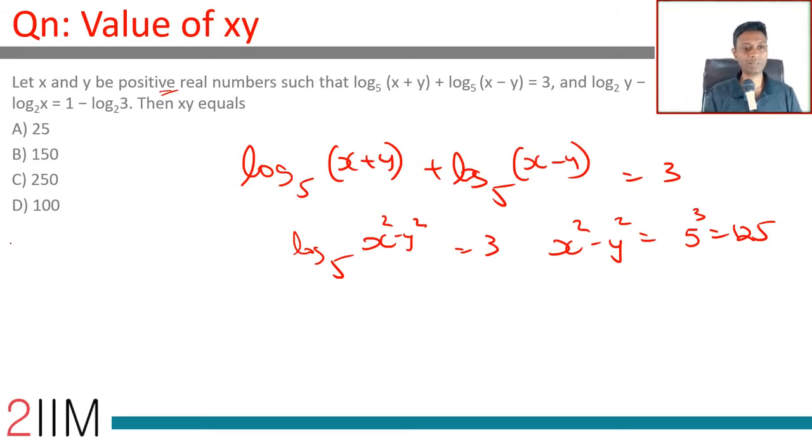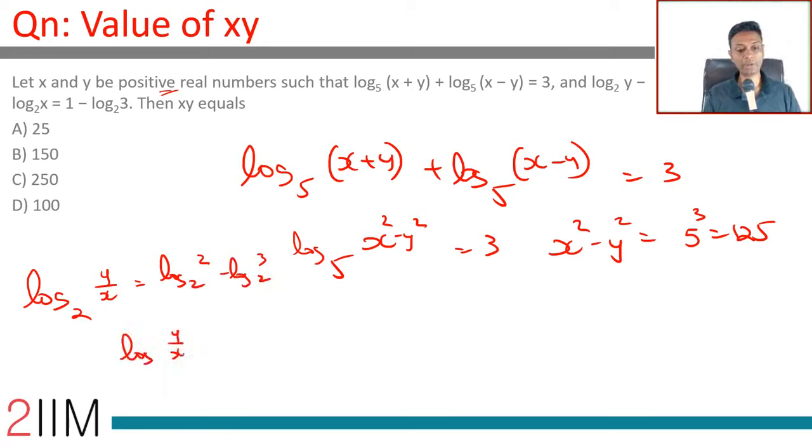Log y to the base 2 minus log x to the base 2, that is log of y by x to the base 2, equals 1 minus log 3 to the base 2, which is log 2 to the base 2 minus log 3 to the base 2. Log y by x to the base 2 is log 2 by 3 to the base 2, or y by x is 2 by 3. Wonderful. We have x square minus y square is 125. Y by x is equal to 2 by 3.